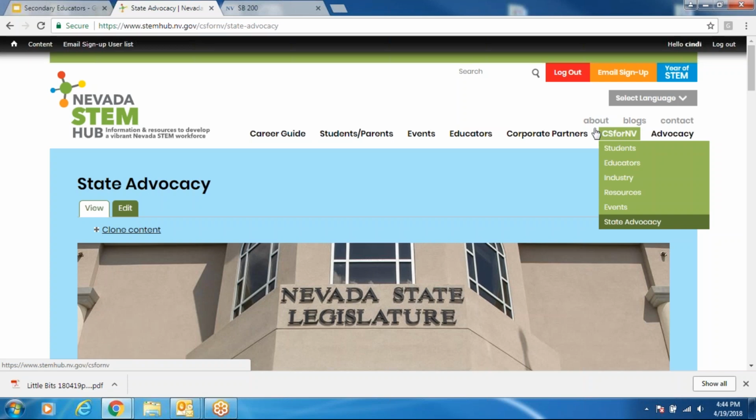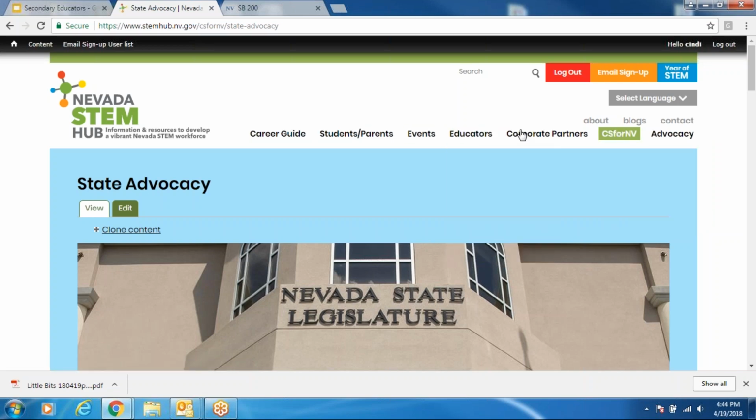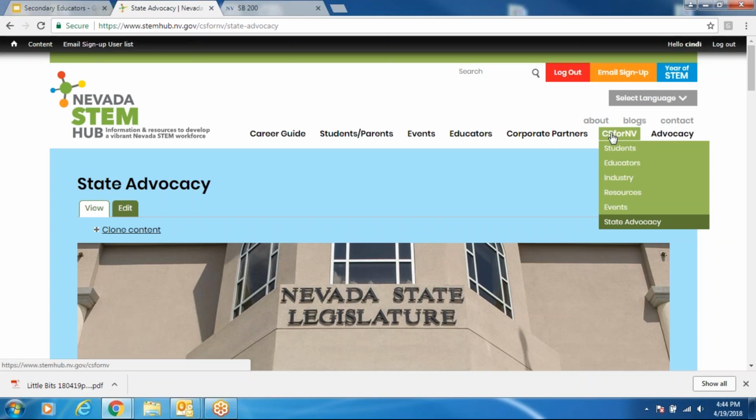So you don't want to go on any of the other links except for our CS4NV, and then choose the state advocacy drop down there. If you go to advocacy on anything except underneath CS4NV, you will jump back into the STEM Hub parent site. Okay, so just make sure you stay on CS4NV and then choose state advocacy. Very confusing, I know. I wish it was different, but we are happy to have a home, so I am not complaining.